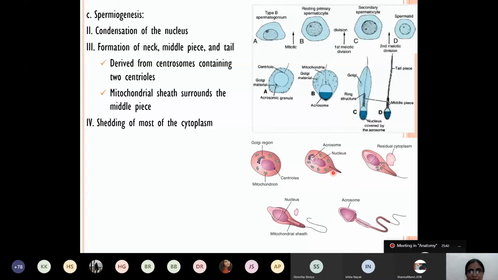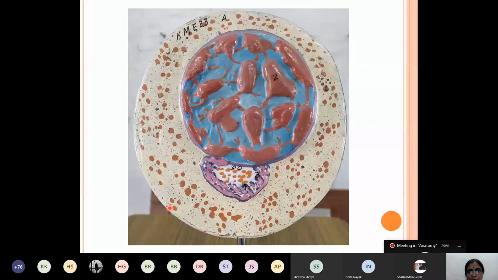Now, my dear student, can you tell me what this model is? This is the model of the spermatid.